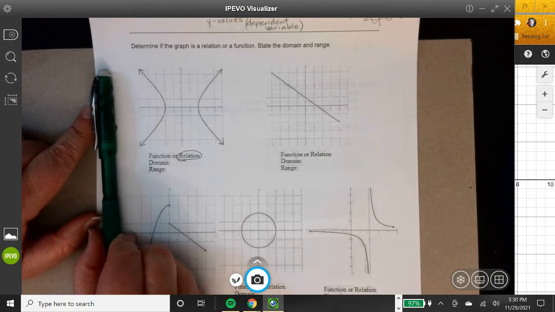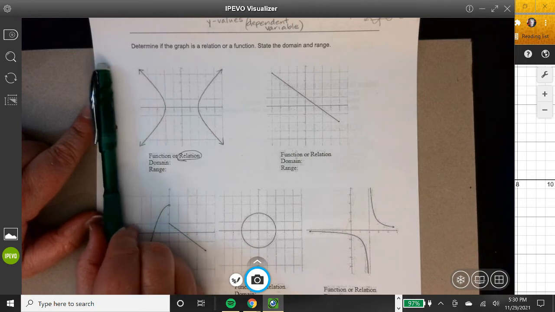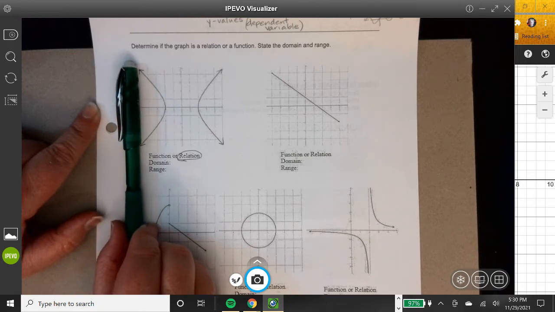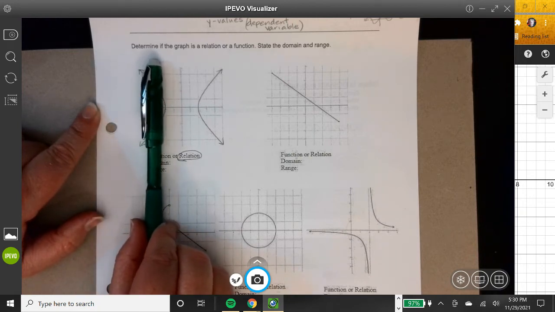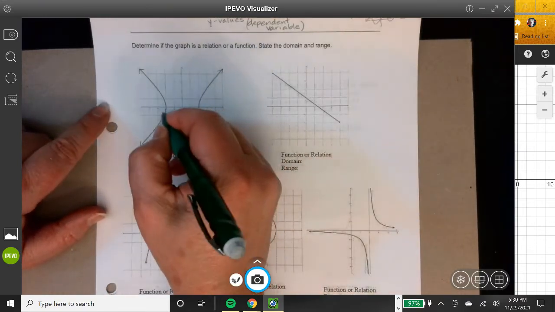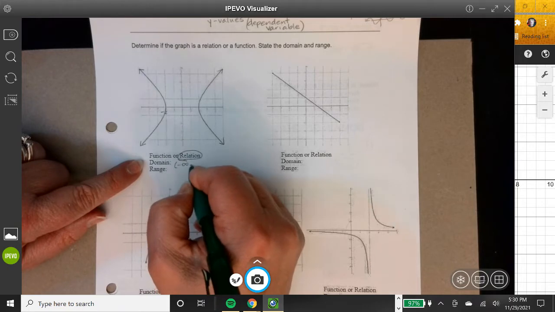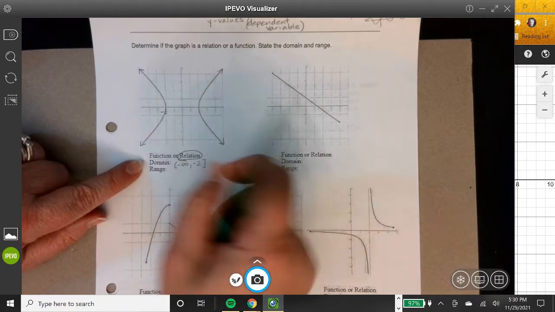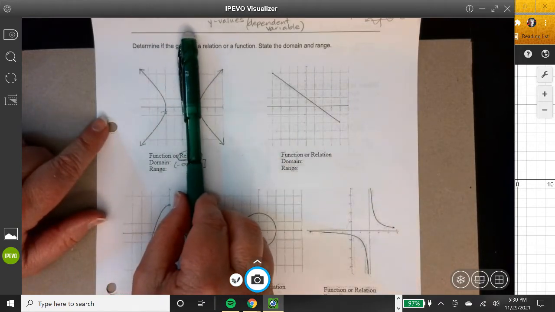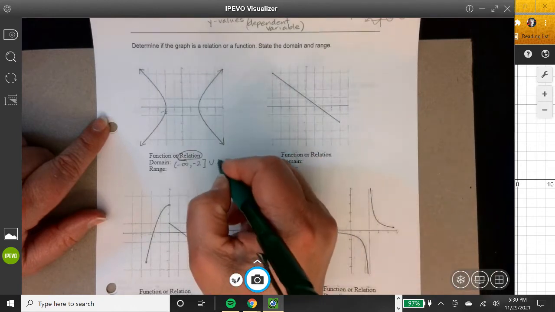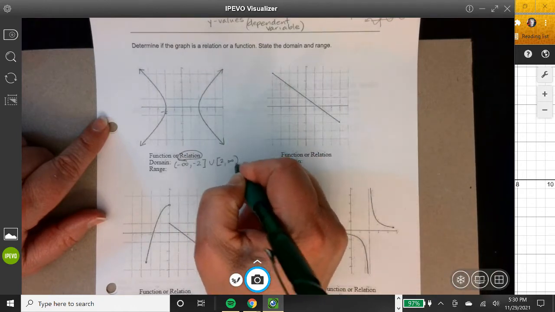So I can move my pencil from left to right, and I can hit the function. Everywhere I hit the function for that value of x, I have a domain. So this is -2, by the way. The domain here is going to be -infinity to -2 with a bracket. And then we start hitting values for x again at 2, so union with 2 to infinity.